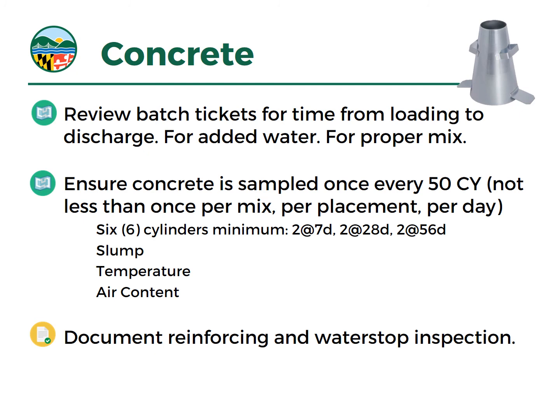We would recommend at a minimum that concrete is sampled once every 50 yards per mix, per placement, per day. Take multiple cylinders, because we're going to take strength tests at 7, 28, 56 days. Some projects you might take even additional cylinders if you're thinking about stripping forms early, or for some reason you want a 14-day break as well. You want to check the slump, the temperature, and the air content on all of these mixes. It's just good quality control and good documentation.